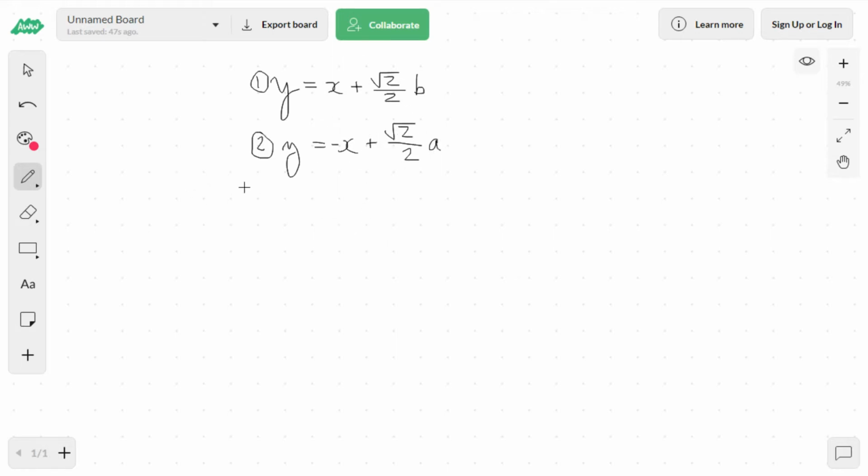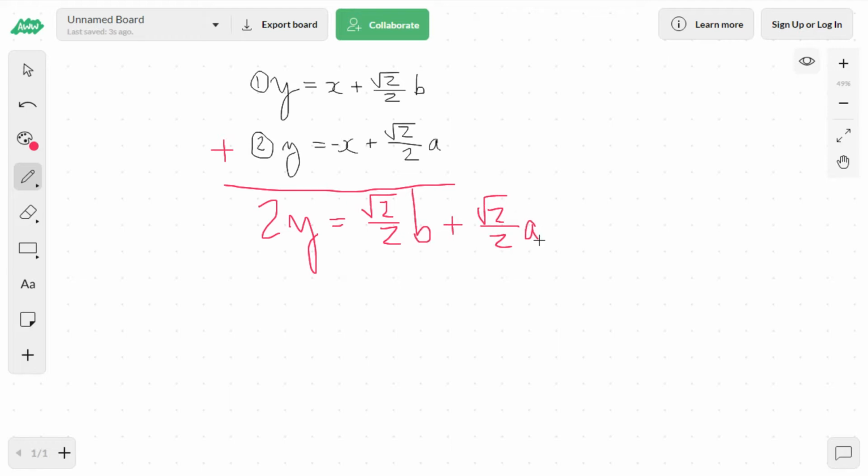I'm looking at this and I'm thinking, if we just add these two equations, what do you think is going to happen to the x's here? Let's find out. So we'll get 2y, because it's y plus y, and then x plus negative x is 0, and then we'll just get root 2 over 2b plus root 2 over 2a. Well, that's not bad. And then from there we can say y is equal to root 2 over 4 times a plus b, which is what we had before. Okay, cool. So that gives us our y value. And that's the same y value we had before, right? Yeah, okay. So I think that was a little quicker. Yeah, this elimination stuff's pretty good.